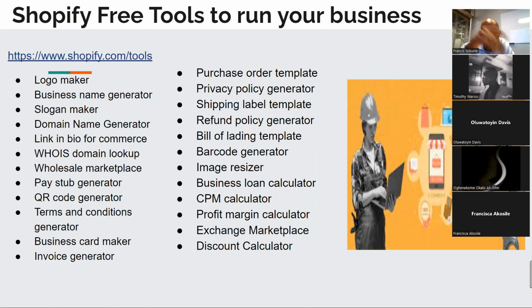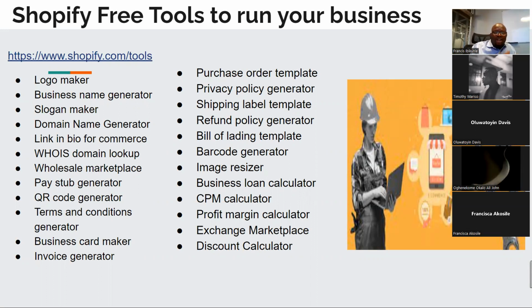Then there's domain lookup. You want to look up domain names that already exist, or you want to research other domain names, you see them there. Wholesale marketplace, where you can buy things wholesale. Then that is a tool. Then pay stub generator. You want to generate a pay stub, like a paycheck, you put your information there.